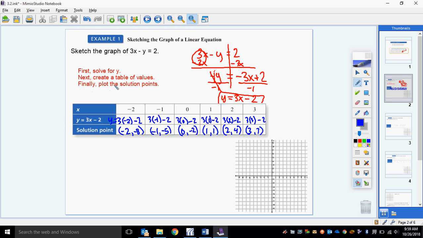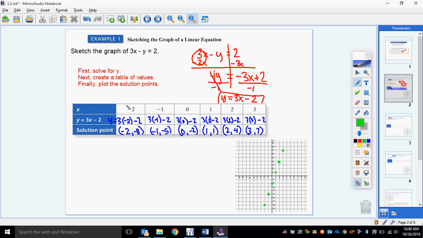The last step is going to be plotting them. So negative 2, negative 8, just like in Battleship. Negative 1, negative 5. 0, negative 2. 1, 1. 2, 4. And 3, 7.